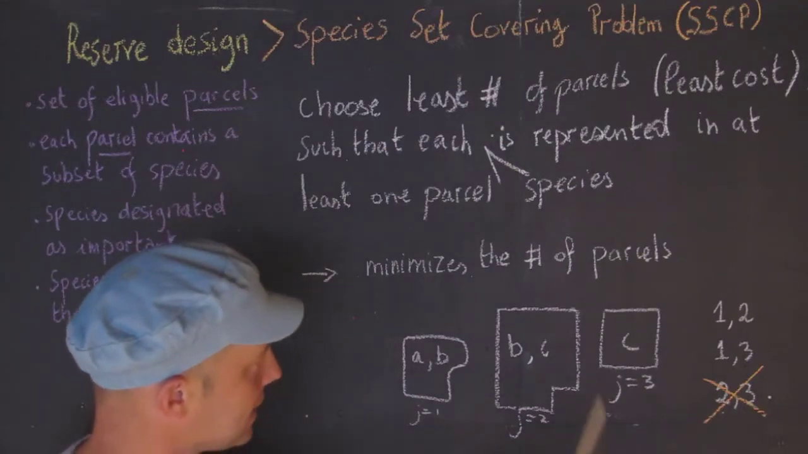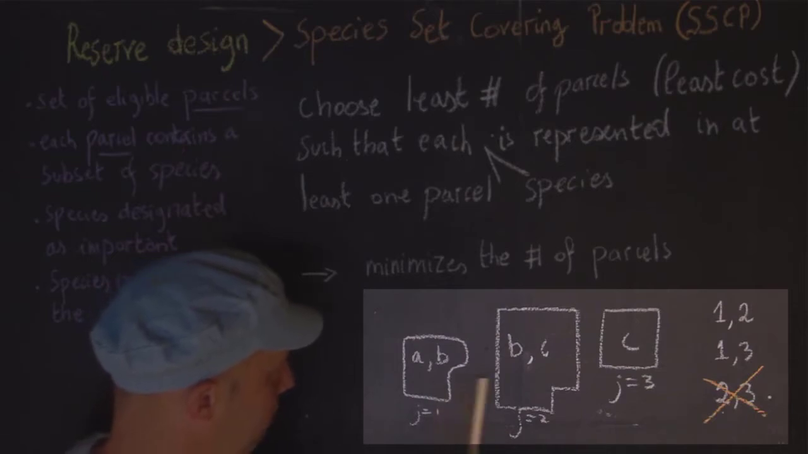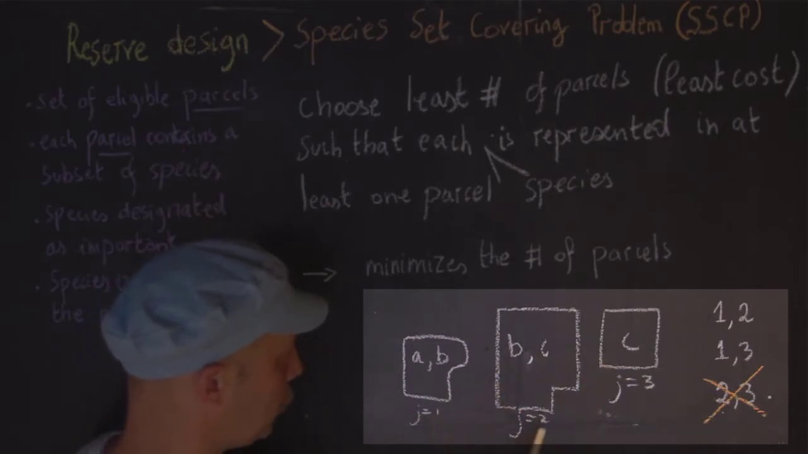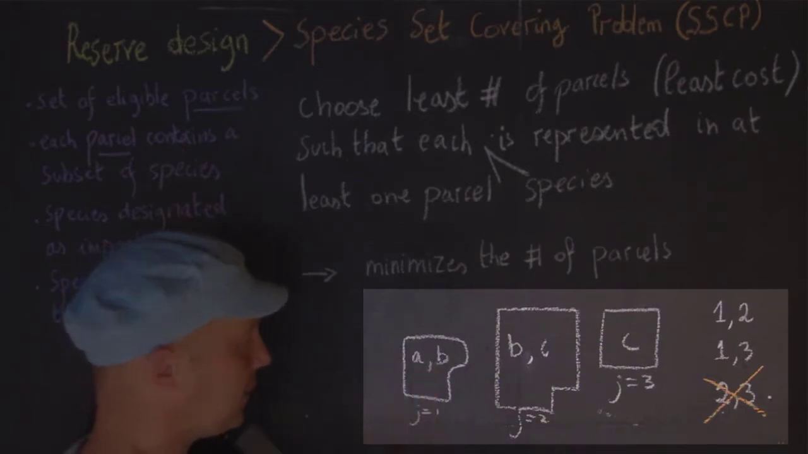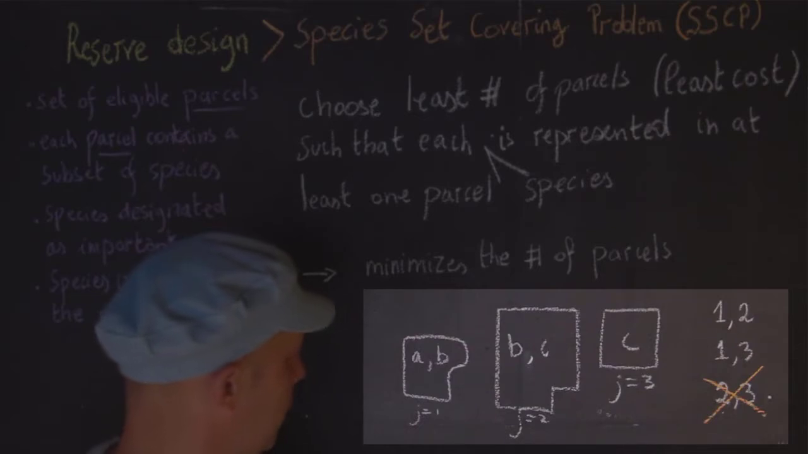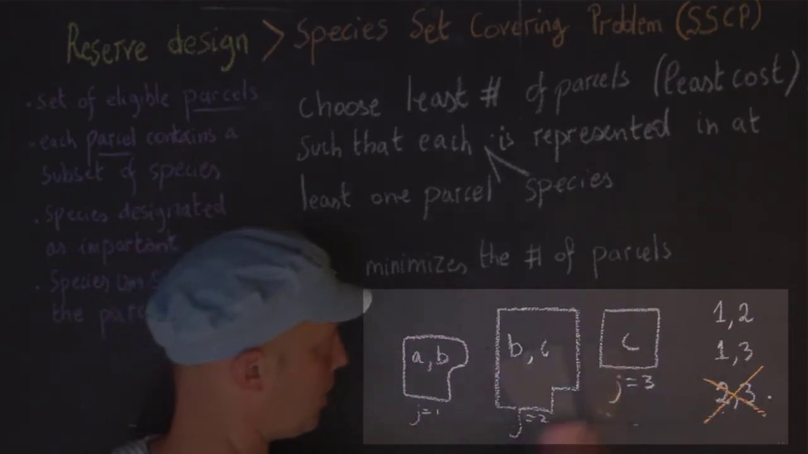I like to take this example here, and hopefully this is clear. I have 3 different parcels, J equal 1, 2, and 3, and in each of these parcels I have spotted different species. Species A and species B in parcel number 1. In parcel number 2 I have B and C, okay? And in parcel number 3 I have C.